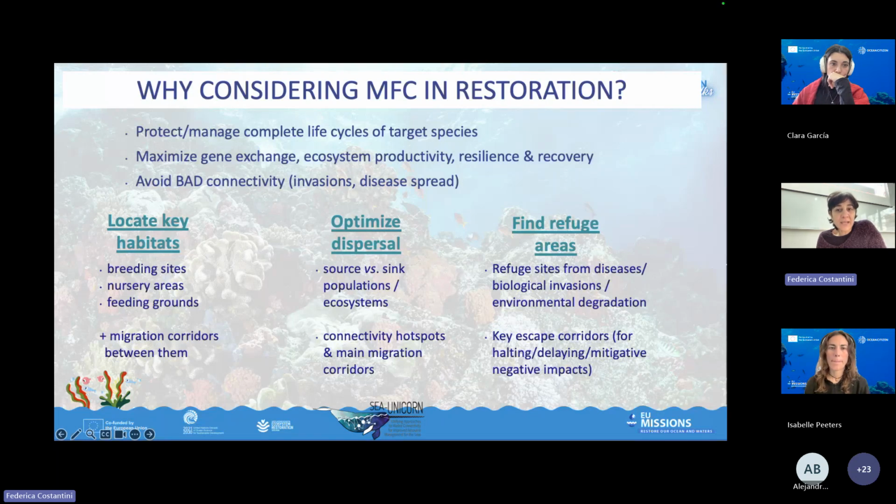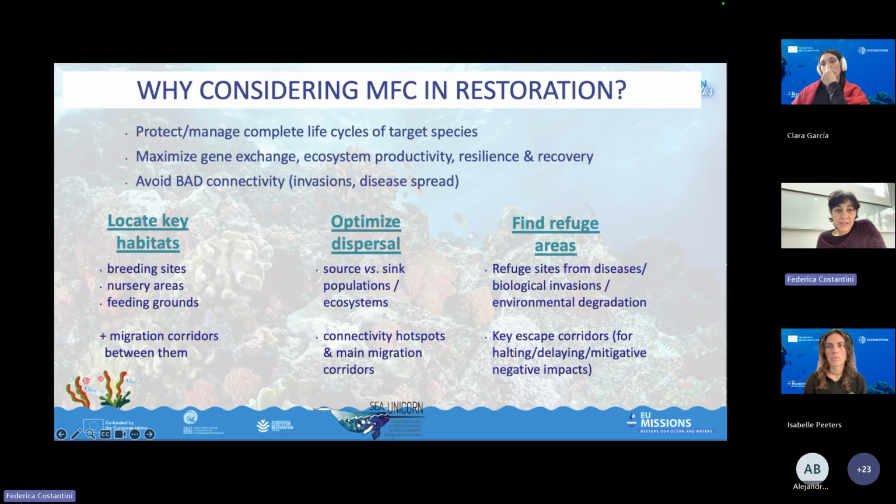Effective restoration requires protecting and managing the entire life cycle of target species, ensuring that all critical stages, breeding, larval dispersal, settlement, recruitment, and adult movement, are supported across the seascape. Using marine functional connectivity, we can maximize gene exchange, ecosystem productivity, resilience, and recovery of the species, of the populations, and of the communities. Understanding the pattern of marine functional connectivity can also allow us to avoid bad connectivity, so trying to reduce the effect of non-native species and the spread of disease.